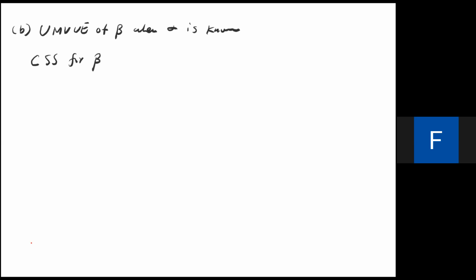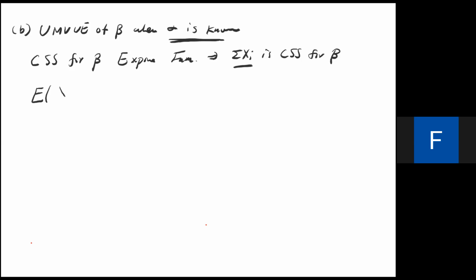Okay. Then I'll leave that to you, because whenever alpha is known, the distribution becomes an exponential family. Using the property, you'll find out that summation xi is the complete sufficient statistic for beta. Okay. Again, you have the complete sufficient statistic, the summation xi, then take the expectation of summation xi. I fully trust you'll be able to do it, right?